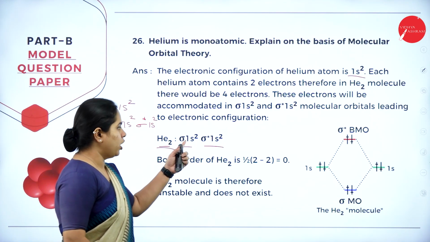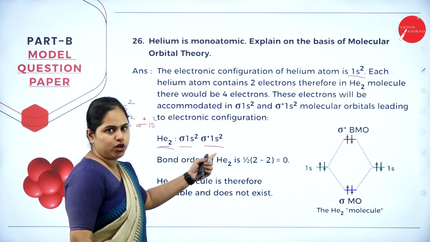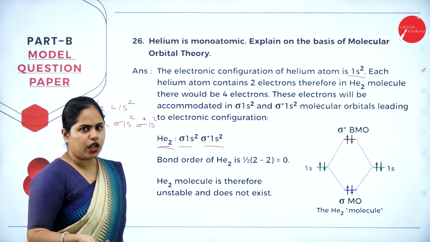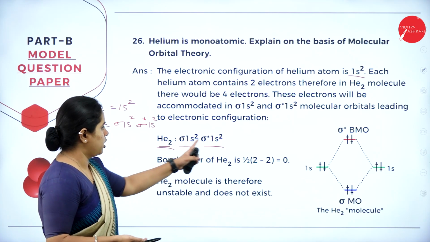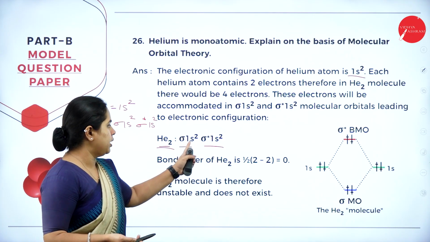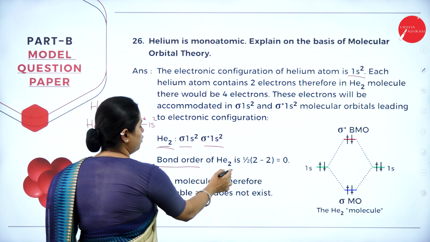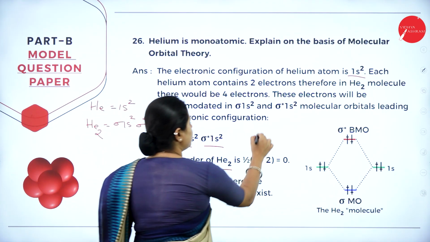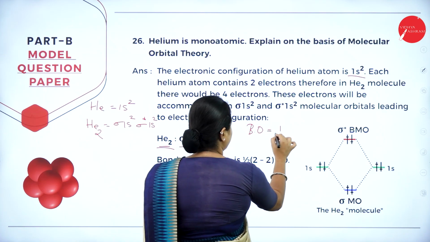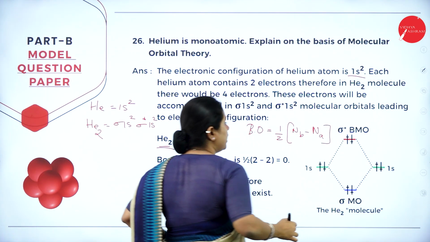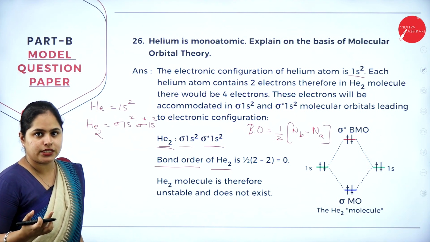So this is the bonding molecular orbital. This is the anti-bonding molecular orbital. Where you can see a star, that will be the anti-bonding molecular orbital. So there are a total of 4 electrons, 2 in BMO, 2 in ABMO. Now we are calculating the bond order of He2. What is the equation to calculate bond order? Bond order is equal to half of NB minus Na. Now, what is NB? Number of bonding molecular orbital electrons.